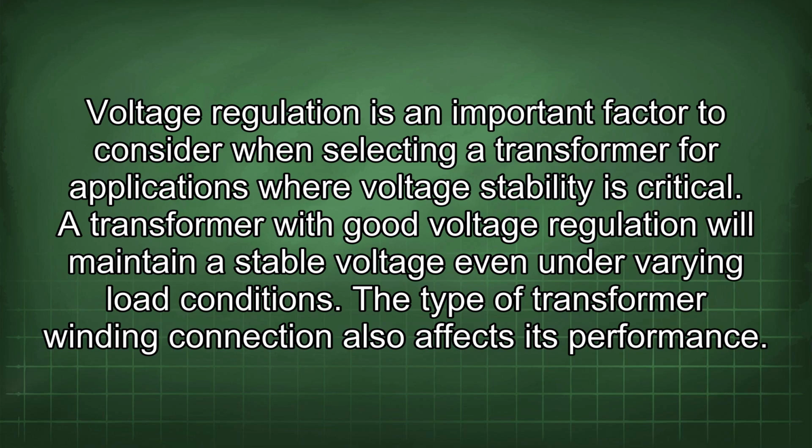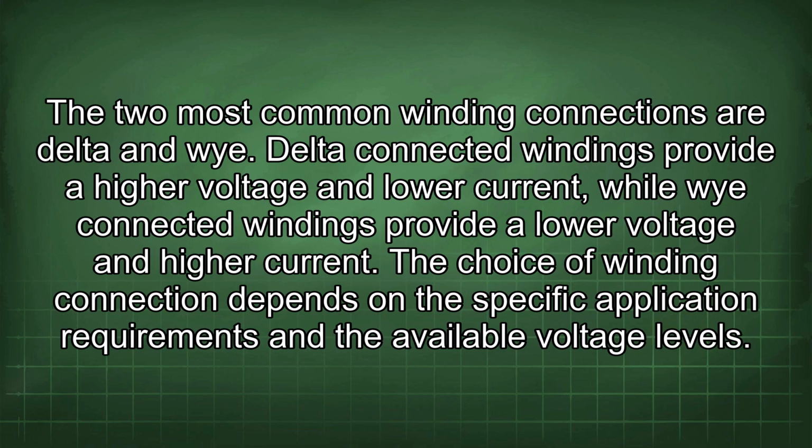A transformer with good voltage regulation will maintain a stable voltage even under varying load conditions. The type of transformer winding connection also affects its performance. The two most common winding connections are delta and Y. Delta-connected windings provide a higher voltage and lower current, while Y-connected windings provide a lower voltage and higher current. The choice of winding connection depends on the specific application requirements and the available voltage levels.